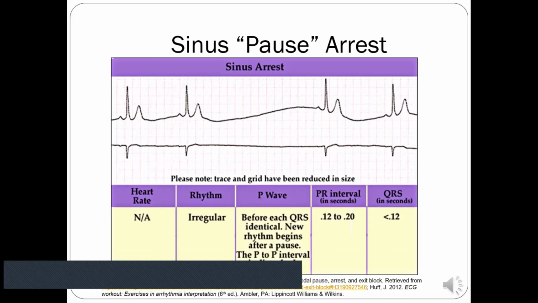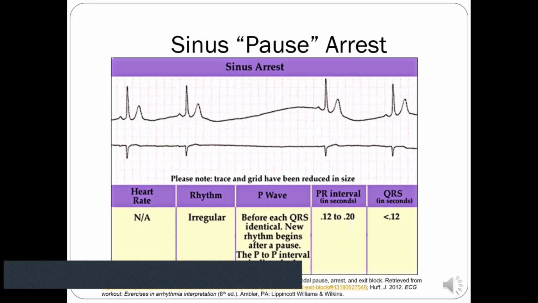And then sinus arrest, before each QRS is identical. Now the rhythm begins after a pause. The P to P interval is disturbed. So as you can see, the sinus arrest does not mean call the doctor and tell them that your patient's in sinus arrest. That's okay. That's not a heart arrest or a heart attack or any kind of arrest with the heart. It's usually just a pause.